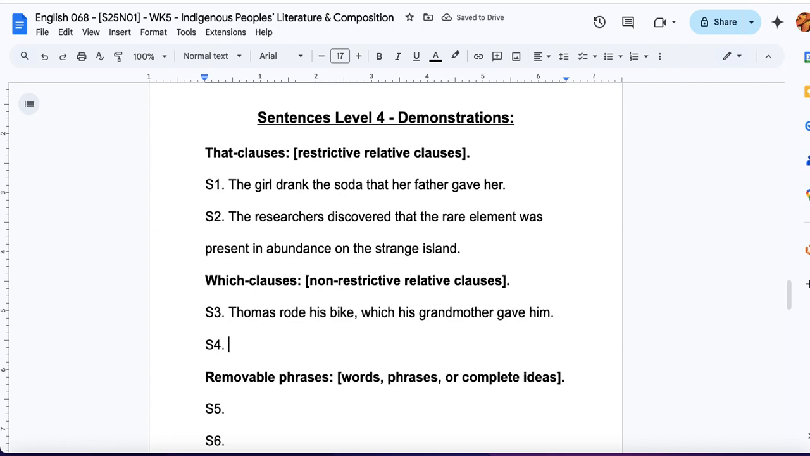So Thomas rode his bike, comma, which his grandmother gave him. So you can see that I've used it in a somewhat similar way, almost as a parallel to sentence one here. So you might ask, well, why? Why does the "which" clause work in one case and the "that" clause work in the other case? Well, the answer is the writer gets to choose. And this is how you establish your voice as a writer. If you think it's an essential idea, use a "that" clause. If you think it's extra and unessential and you could remove it, use a "which" clause. You get to choose.